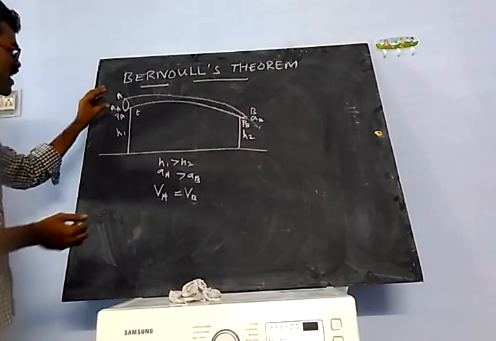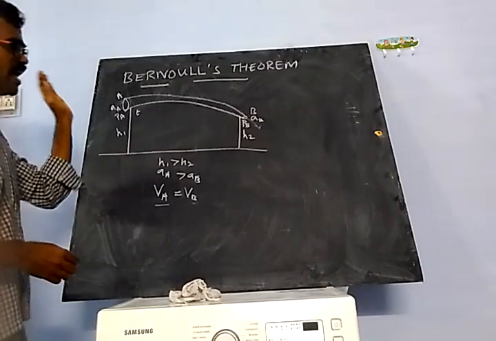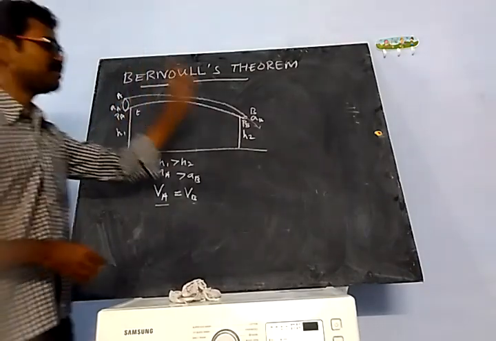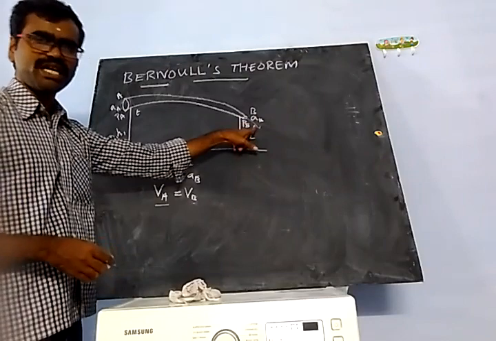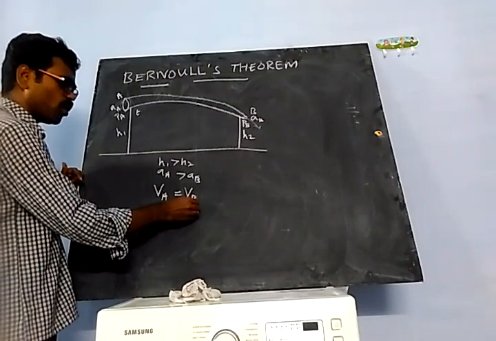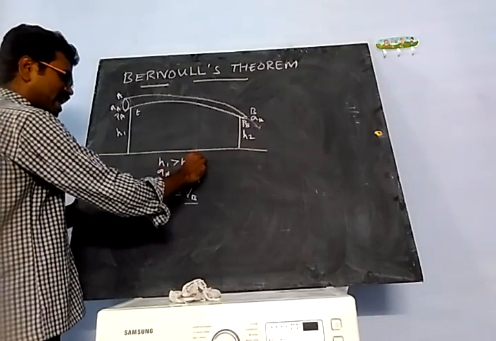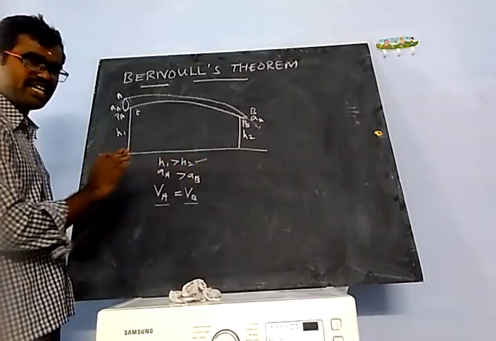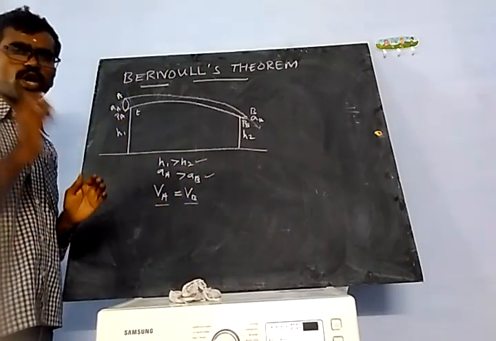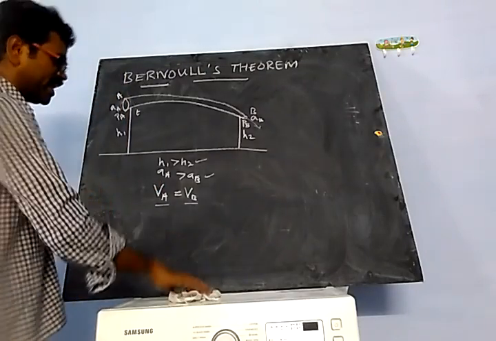It means that the volume of liquid VA enters in a particular time interval T, and in the same time the liquid leaves at point B with volume VB. So both volumes are the same. Here the height is different, the area is different, and the pressure is different, but the volume of the liquid is the same. Do you understand?